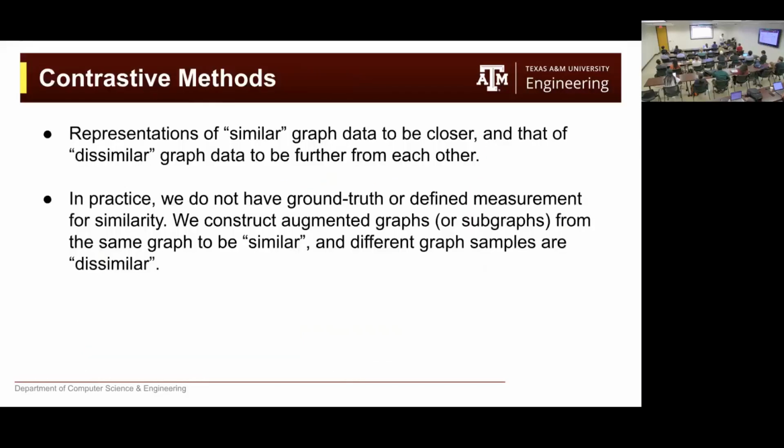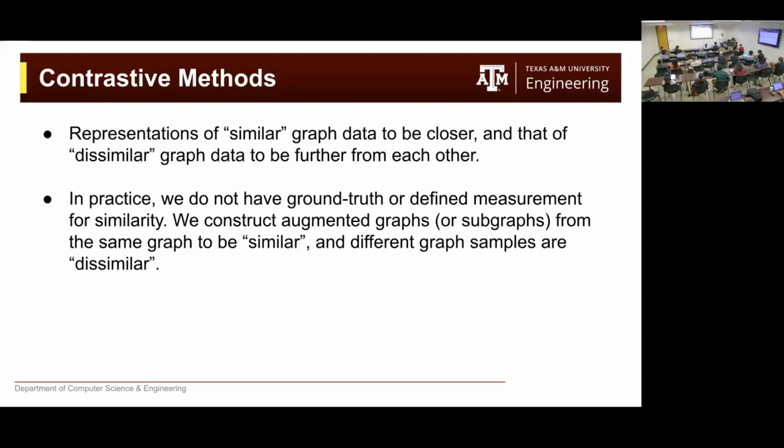So okay, for contrastive methods, the key idea or intuition of contrastive learning is that we want to learn some representation such that if two graphs are very similar to each other, then we want their representations also to be close to each other. And if there are two dissimilar graphs, then we want the representations of the two graphs to be far from each other. But in practice, we do not have a ground truth of what are similar graphs and what are dissimilar graphs. We do not have a well-defined measurement for that.